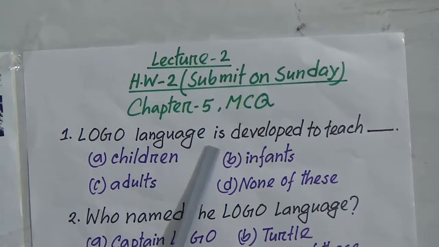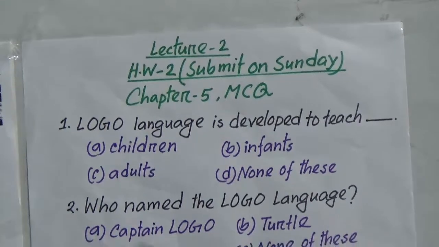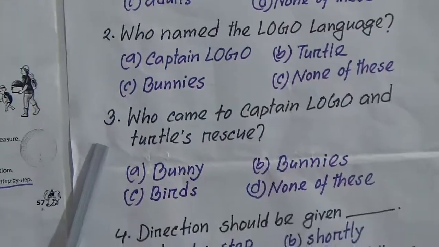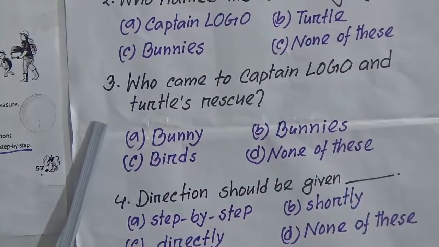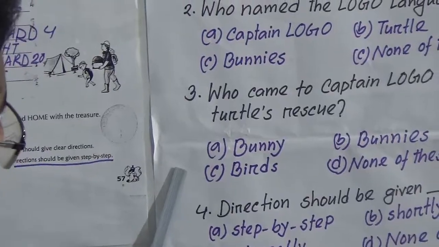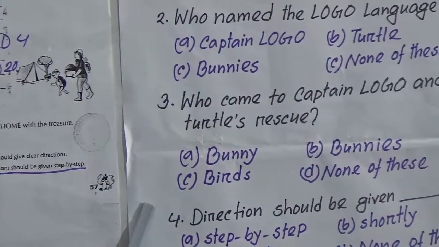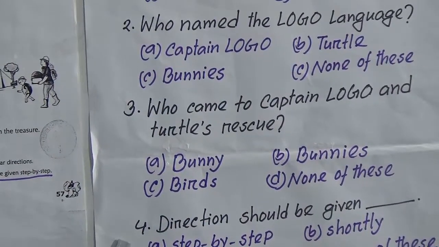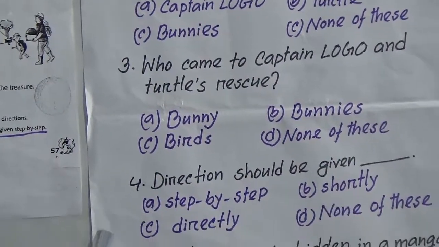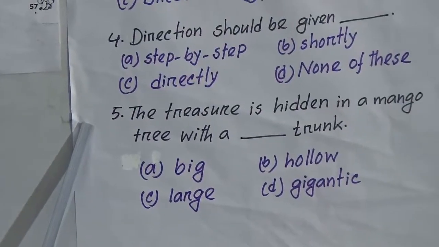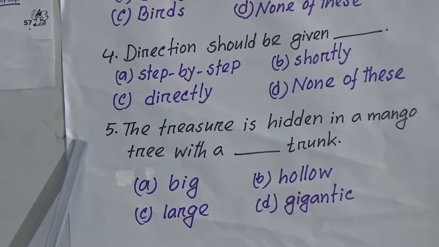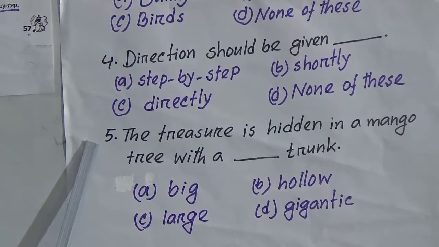Logo language is developed to teach dash: children, infants, adults, none of these. Who named the logo language? Captain Logo, turtle, bunnies, none of these. Number 3, who came to Captain Logo and the turtle's rescue? Bunnies, birds, none of these. Directions should be given step by step, shortly, or none of these. The treasure is hidden in a mango tree with a dash: strong, big, hollow, large, gigantic.